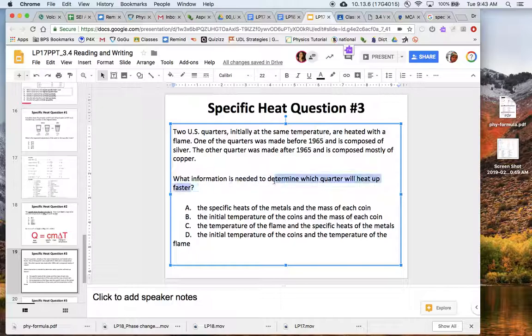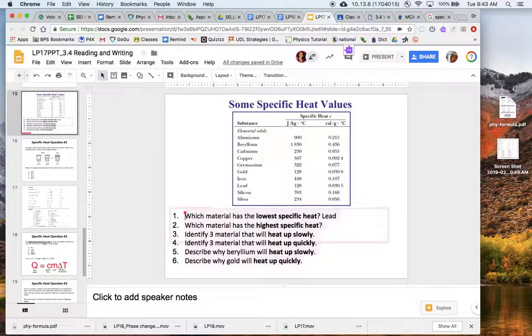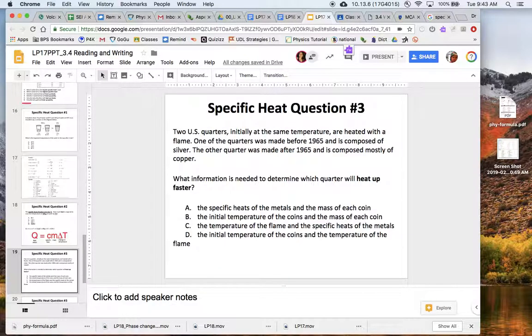Again, the idea of heating up faster. We talked about that. Heating up slowly, heating up quickly. A material that heats up quickly has a small number for the specific heat. A material that heats up slow has a large number for specific heat. But here it says which information do we need to determine which will heat up quickly or fast? We need to know the specific heat.